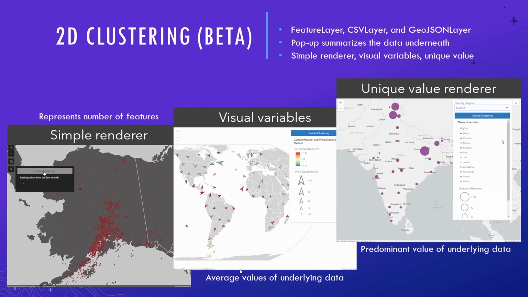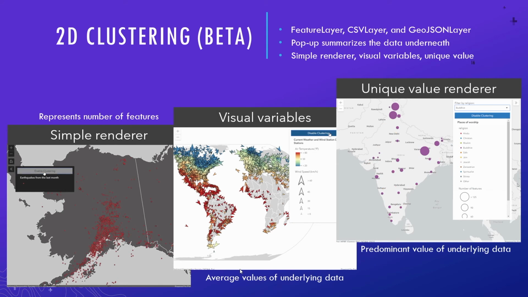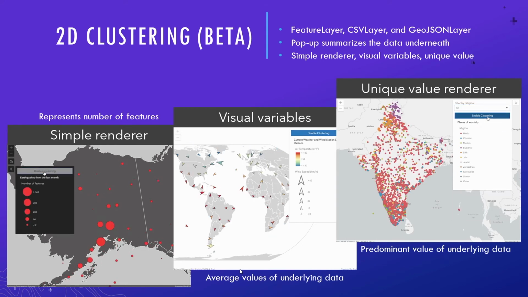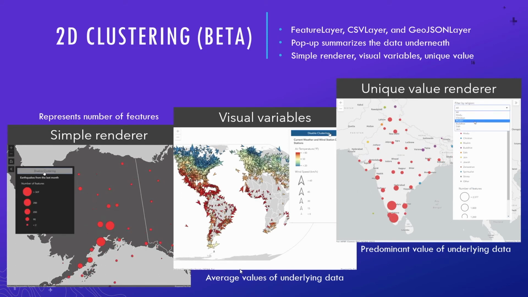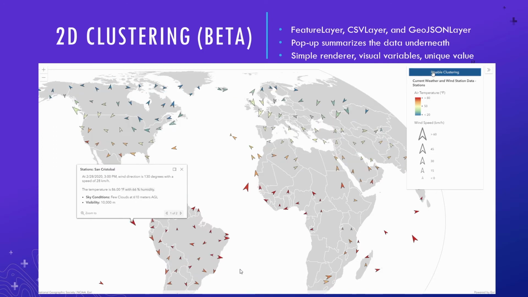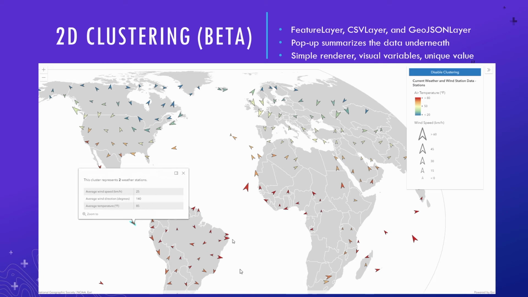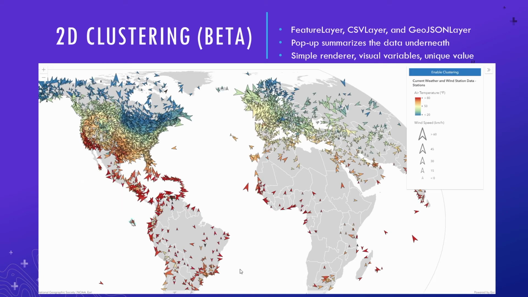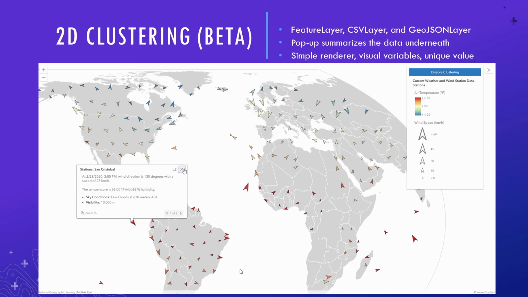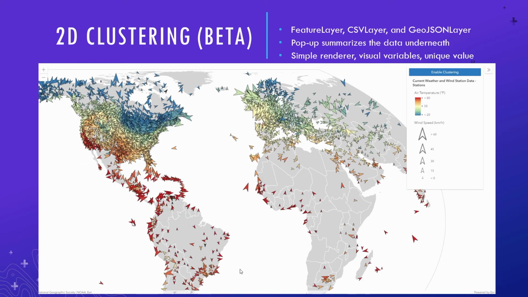And then finally, if the layer that the clustering is working on is using a unique value render, essentially the predominant value of that underlying data is used for the clustering symbol. And what's cool is when you click on a pop-up, that pop-up represents the cluster. So as soon as clustering is turned on, you can see that it now shows how much is represented by that particular symbol, and what the values are. And again, that's all based on the type of render you've set up for your layer.